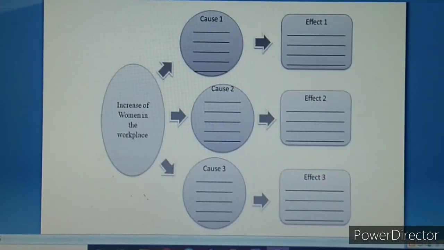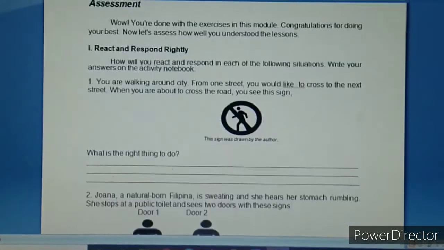So here is a given example. This is how you are going to answer task 5. So we have here increase of women in the workplace. So you are going to provide 3 causes, with each cause having an effect. So cause 1 has to have effect 1, cause 2 has to have effect 2, and also cause 3 has to have effect 3. So that's the format of your answer for task 5. Again, good luck for this activity.